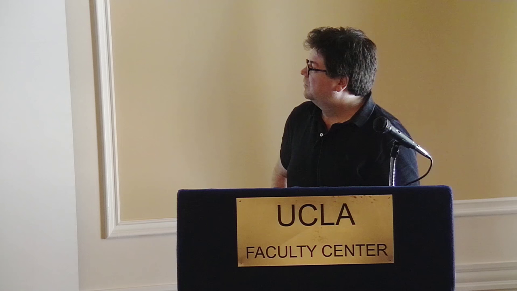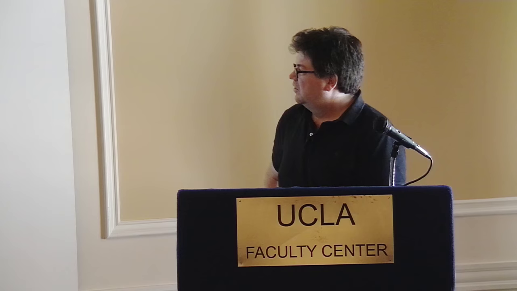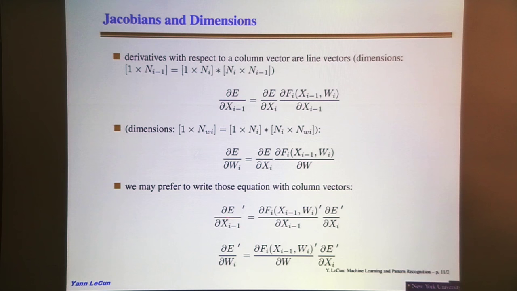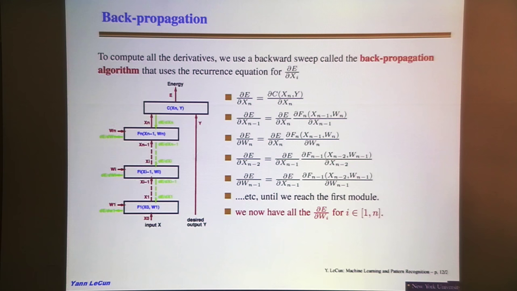Let's see. So it's sometimes more convenient to write the recurrence relation this way so that we have column vectors instead of row vectors. So I transposed everything here. So this is a column vector now. And this is a matrix. And that's also a column vector. So that's backprop for you. That's all you need to know, really.